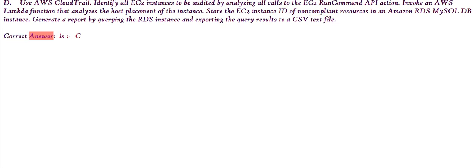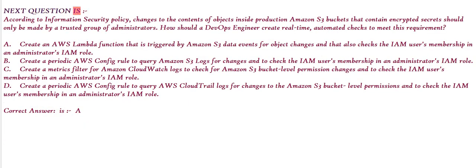Correct answer is C. Next question is: According to information security policy, changes to the contents of objects inside production Amazon S3 buckets that contain encrypted secrets should only be made by a trusted group of administrators. How should a DevOps engineer create real-time, automated checks to meet this requirement?